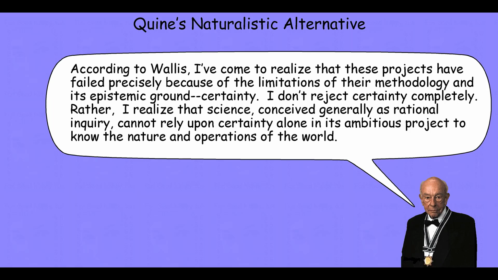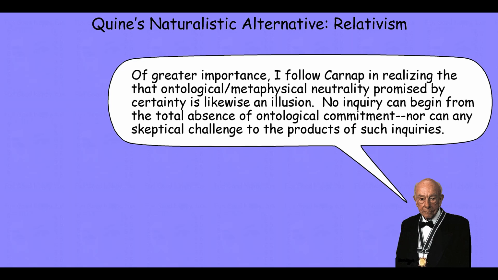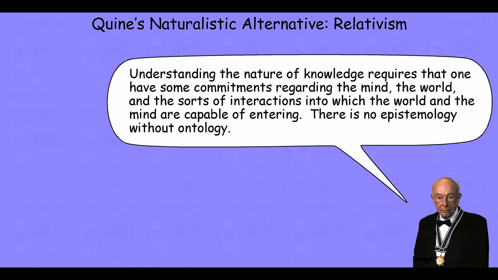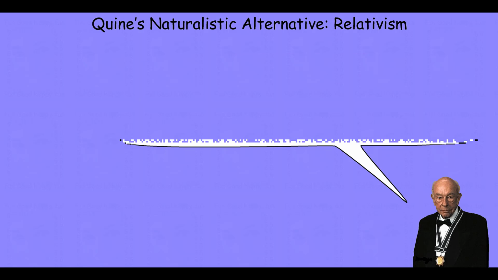He doesn't reject certainty completely. Rather, he realizes that science, conceived as general rational inquiry, cannot rely upon certainty alone in its ambitious project to know the nature and operations of the world. Of greater importance, I think, Quine follows Carnap in realizing that ontological and metaphysical neutrality promised by certainty is likewise an illusion. No inquiry can begin from the total absence of ontological commitment, nor can any skeptical challenge to the products of such inquiries. Understanding the nature of knowledge requires that one have some commitments regarding the mind, the world, and the sorts of interactions into which the world and the mind are capable of entering. There is no epistemology without ontology.